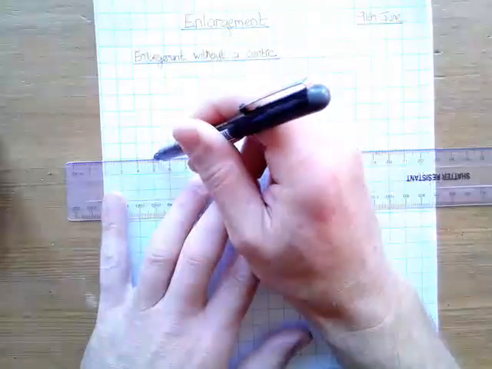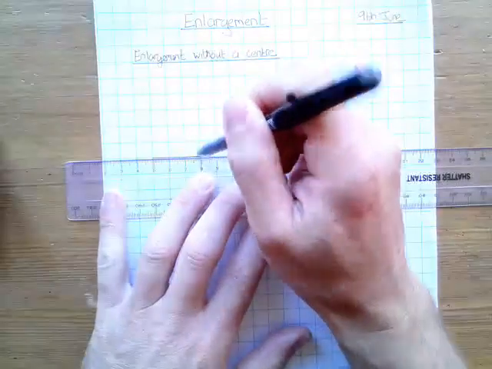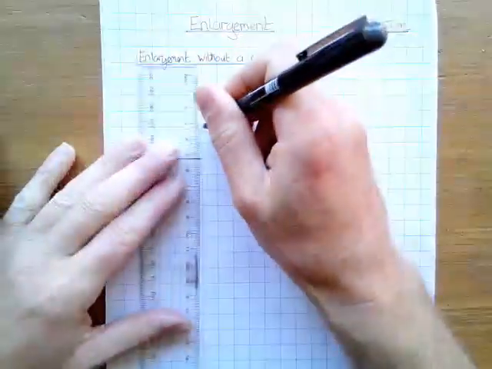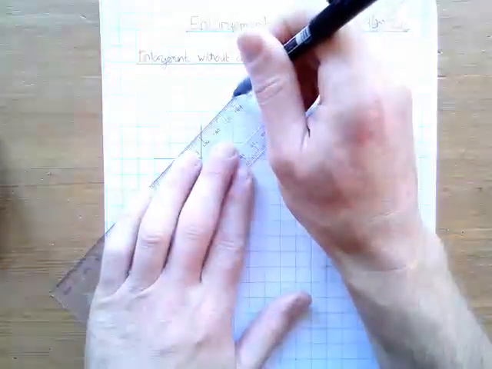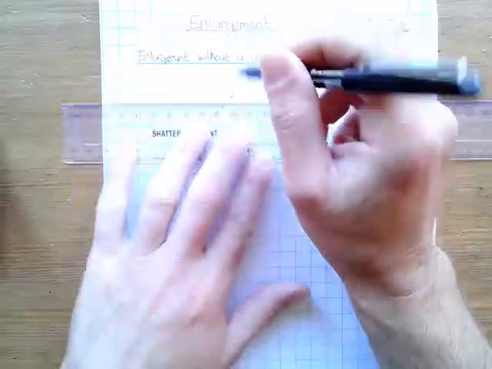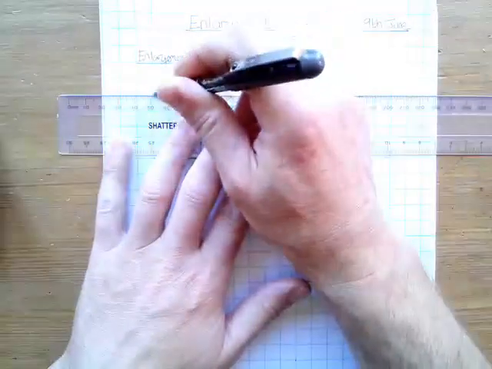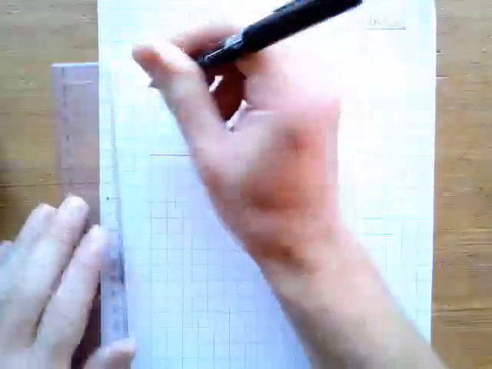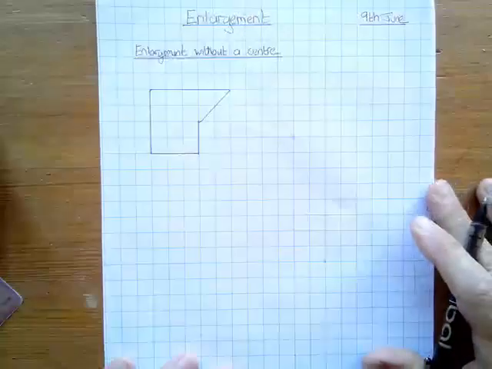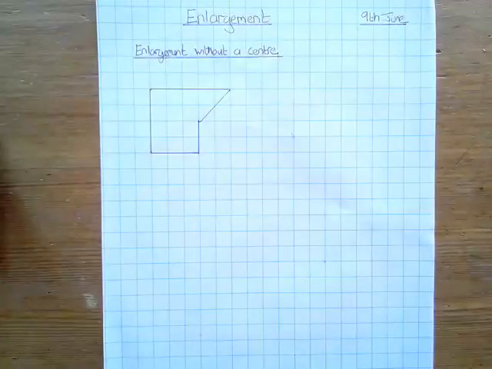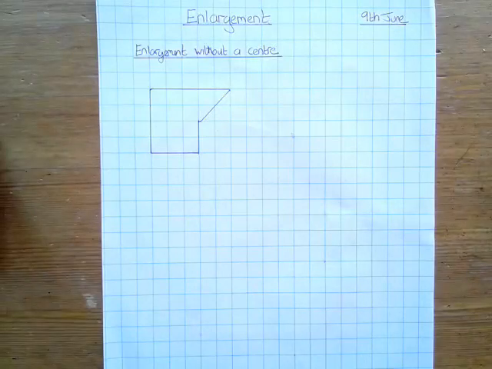So here's an example. If I just draw a shape, try not to make it too complicated on your first attempt. Obviously you can do whatever shape you like, and it's very tempting to do something complicated, but bear in mind that the more complicated your shape, the more work you'll have to do the enlargement. So there's a shape, and this is enlargement without a centre.